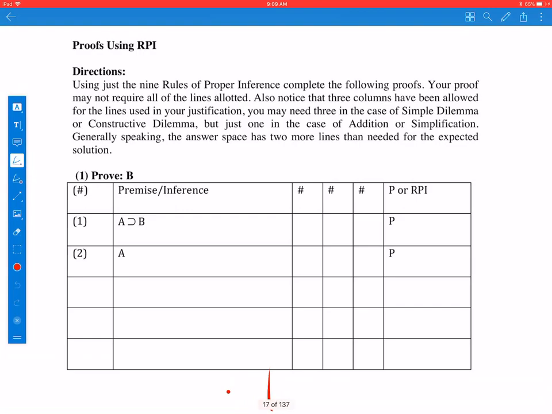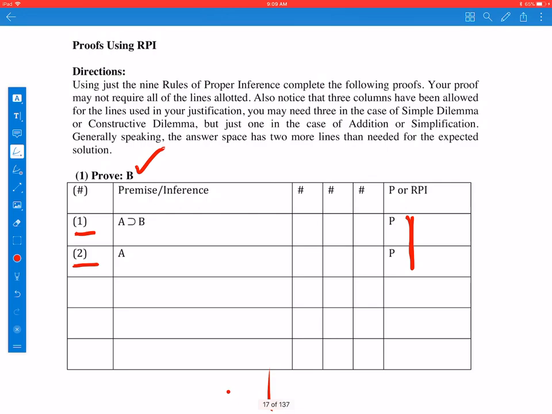I'm going to be your logic tutor today, and today we begin with some very simple proofs using the proper rules of replacement. Okay, and we'll start out very easy and work our way up into harder problems. So this problem right here, number one, we are to prove B, and we have 1 and 2 as premises, as noted over here. So we have to prove that you can get from 1 and 2 to B.